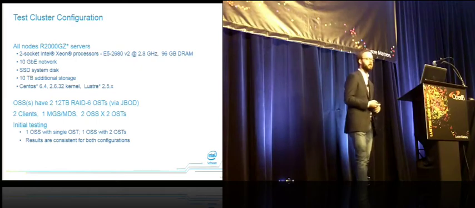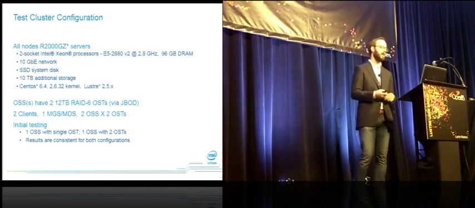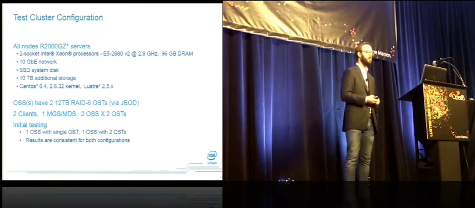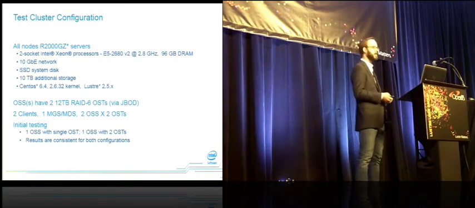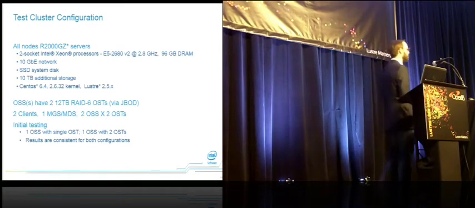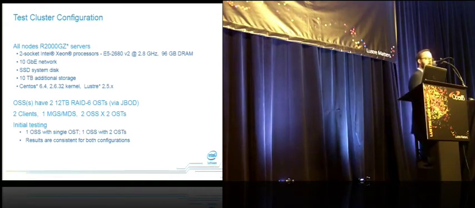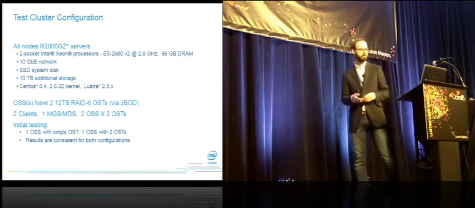Looking at our test cluster configuration, we've got 2 socket Xeon servers that we're running, 10 gig Ethernet, 10 terabytes of storage, and we have a pretty basic setup. We're just doing 2 clients, a management and metadata server, and then 2 OSSs. We did our testing using 1 OST and 2 OSTs, and there wasn't a significant difference between those. Both configurations are consistent with our results.